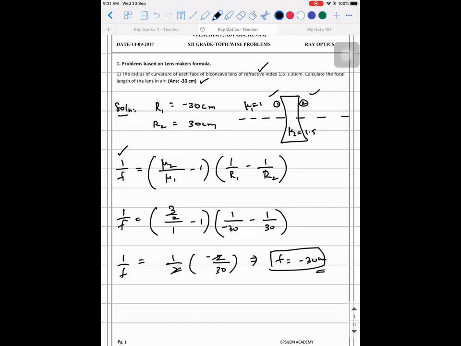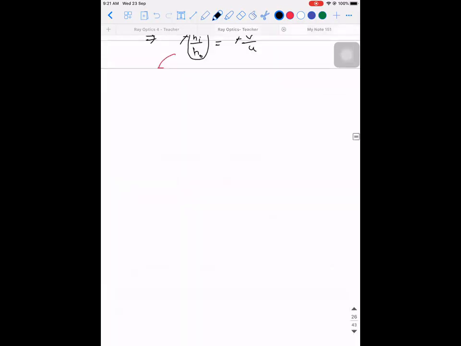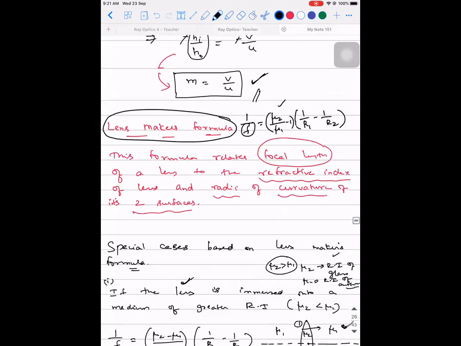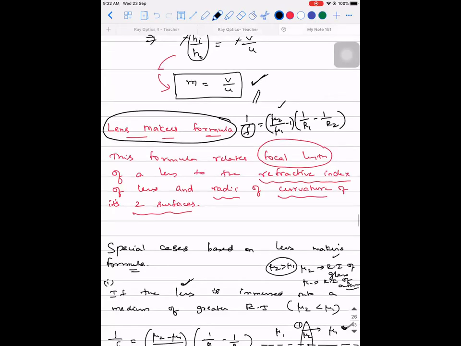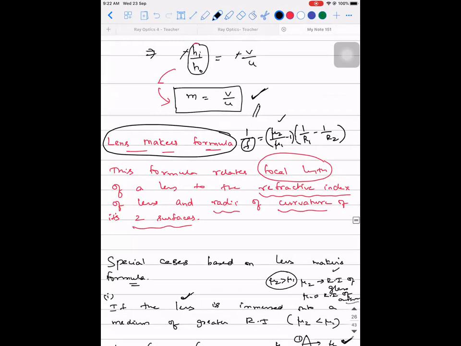It is because lens... Lens is not curved only. If you use the word lens, at least one of the surfaces has to be curved. So what did I say here? It is lens maker's formula.